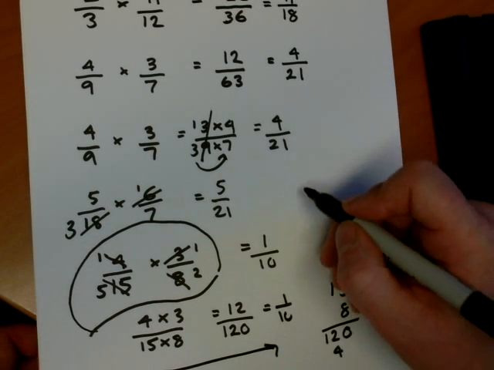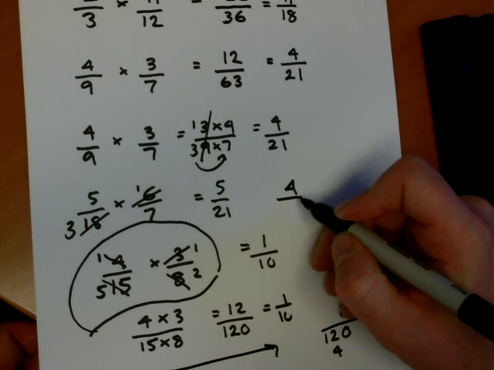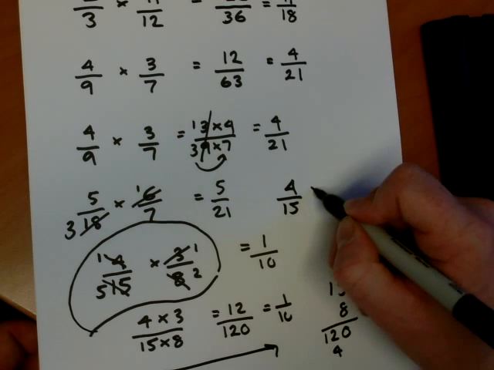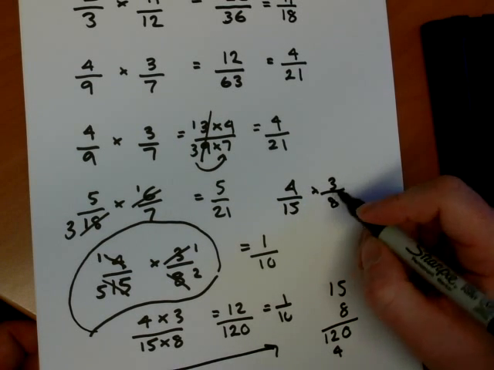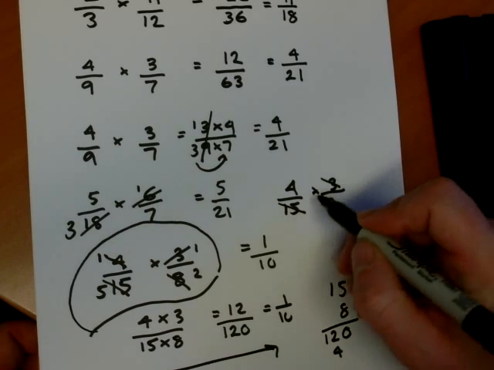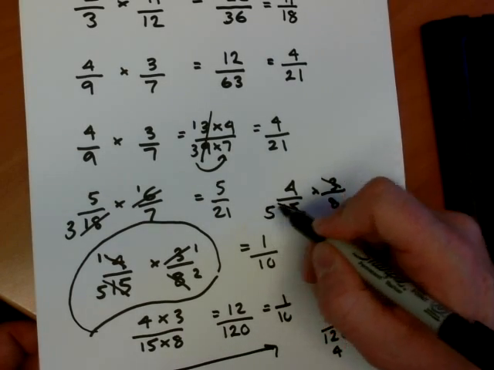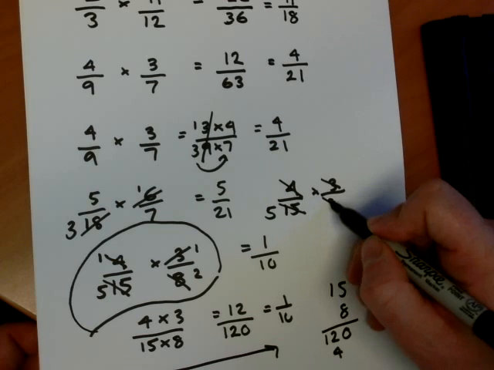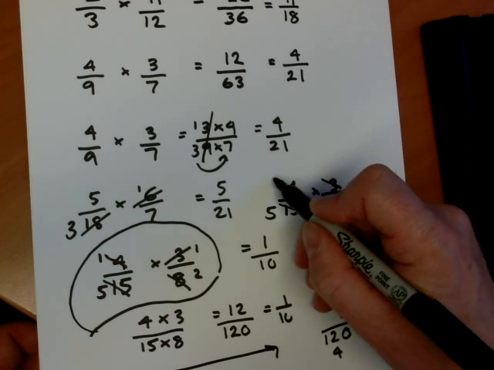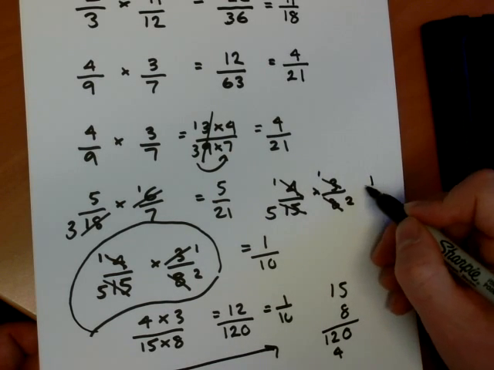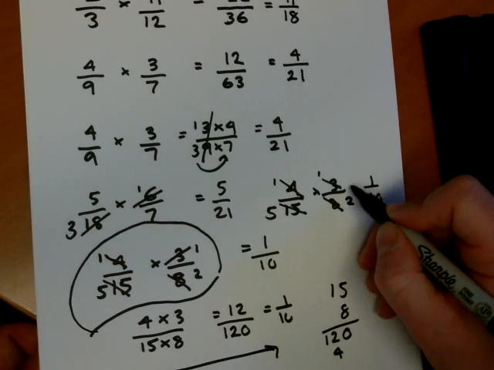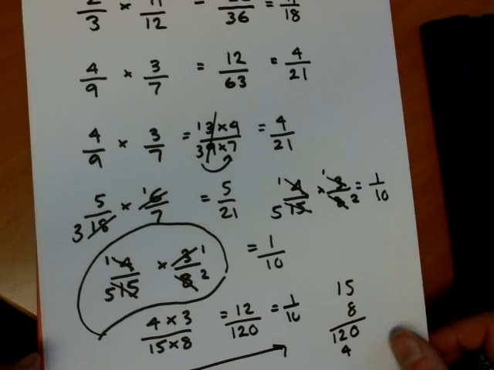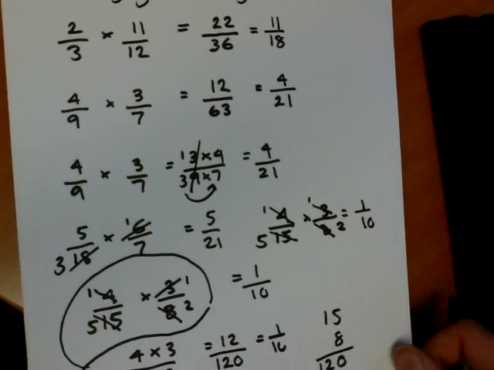Okay, so we'll just show you again. 4 over 15 times 3 over 8. Cancel your 3 into the 15, it goes in 5 times. Cancel your 4 into your 8, it goes 2 times. 1 times 1 is 1. 5 times 2 is 10. Now, we'll move on to dividing fractions.